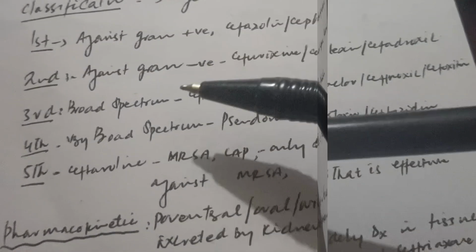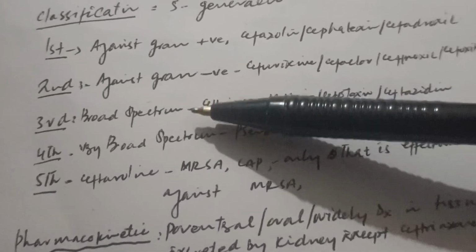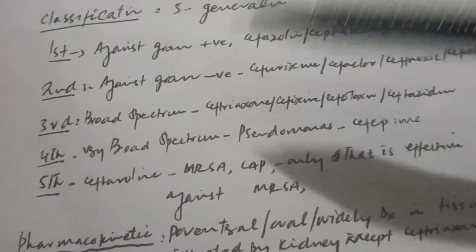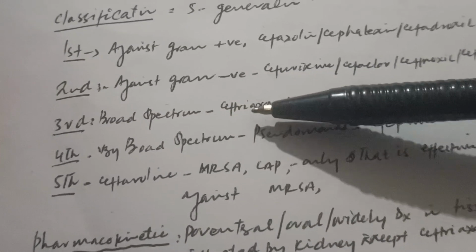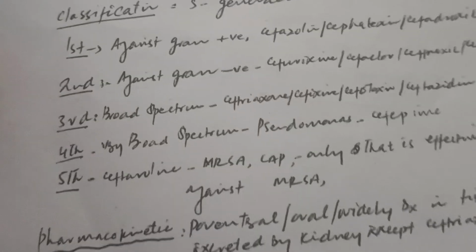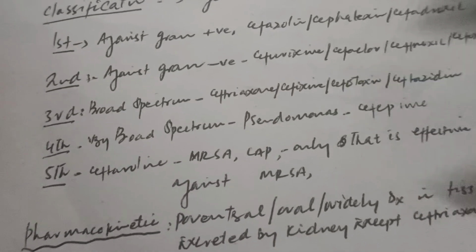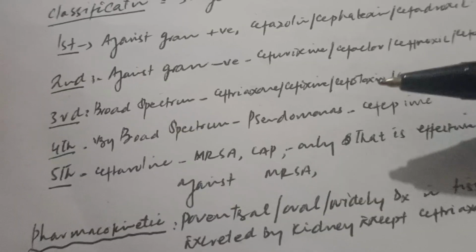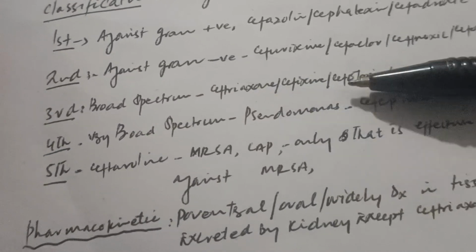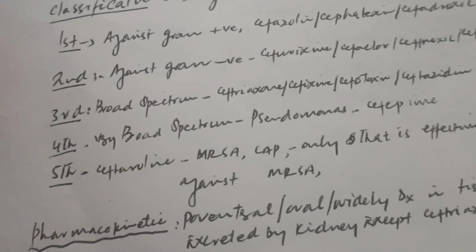The third generation or broad spectrum covers both gram-positive and gram-negative organisms. In this generation are the most widely used antibiotics. The antibiotics in this generation are ceftriaxone, cefixime, cefotaxime, and ceftazidime. And this generation includes both oral and IV forms. So ceftriaxone, cefotaxime, and ceftazidime are present in the market in IV form, while cefixime is present in oral form.